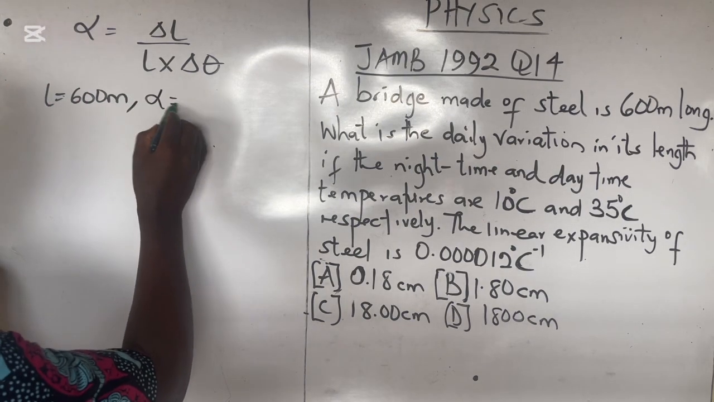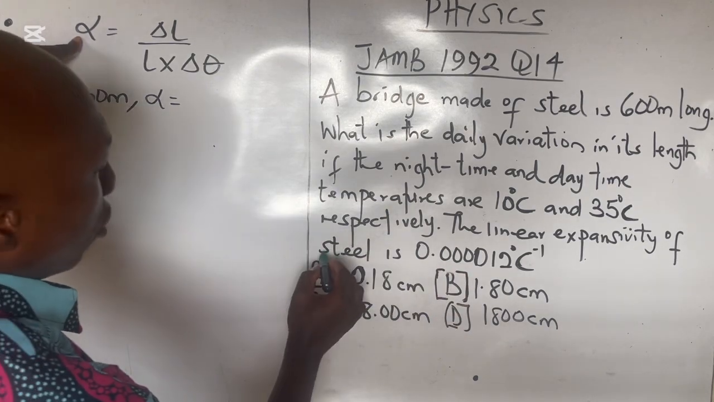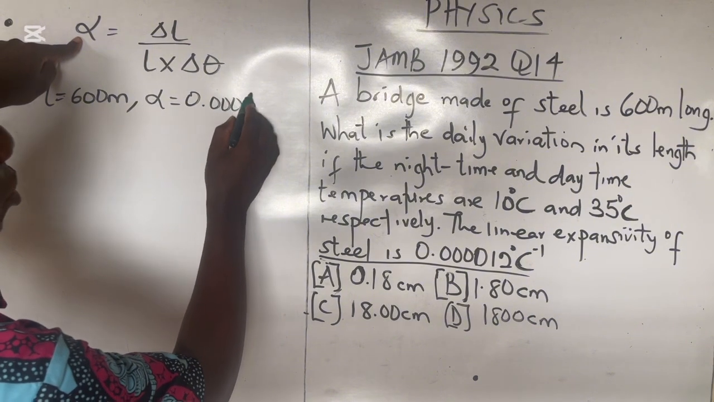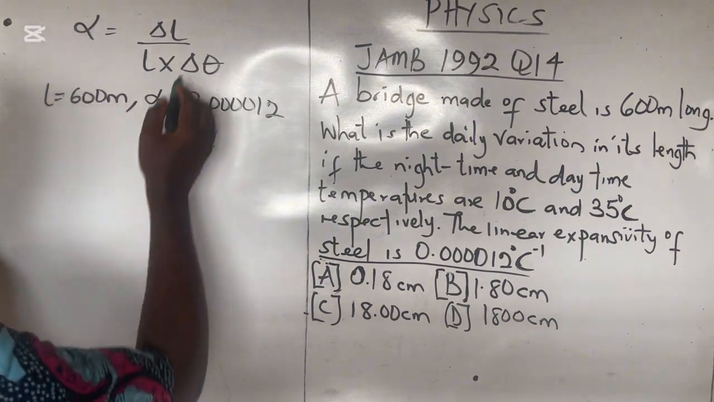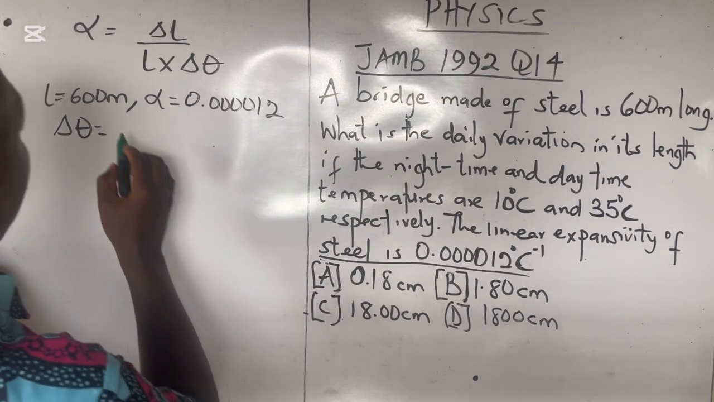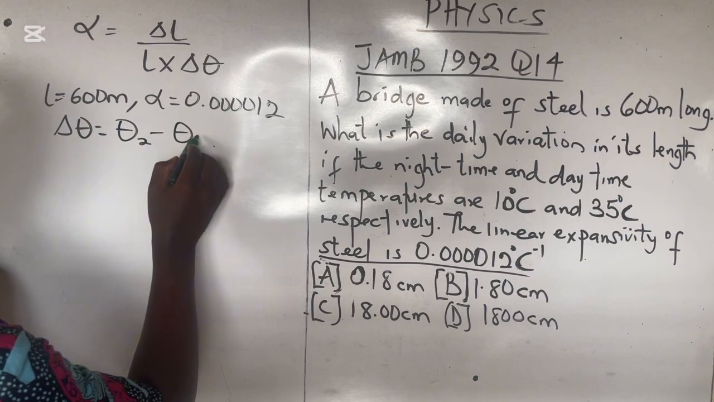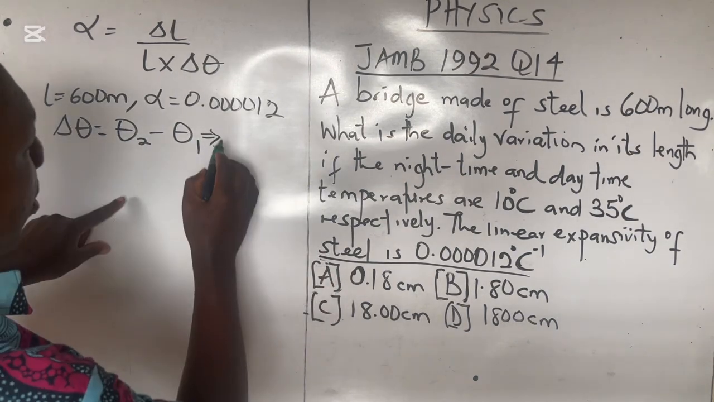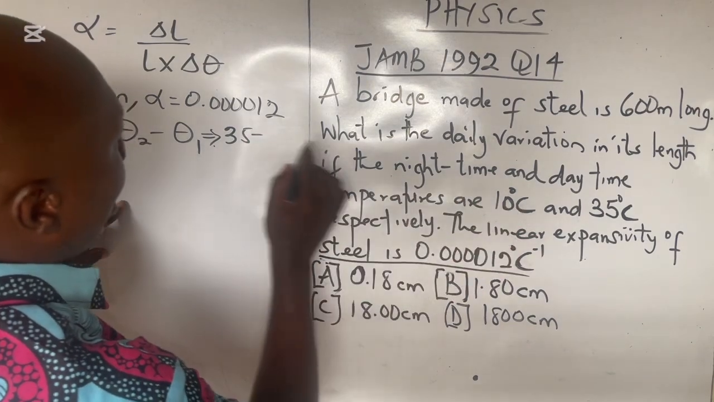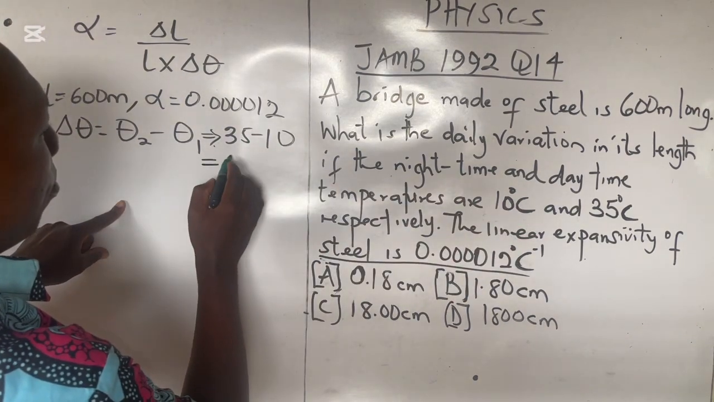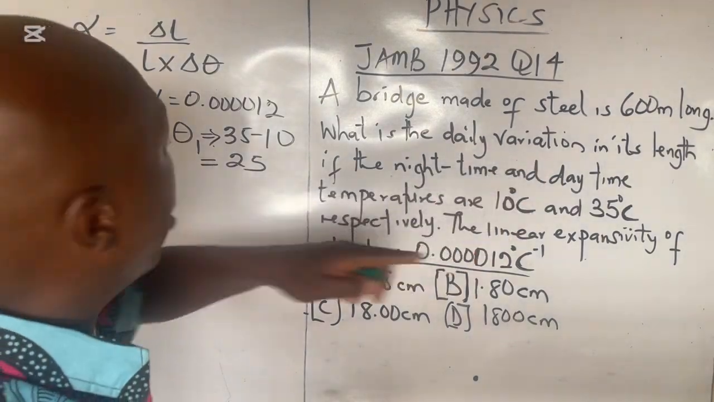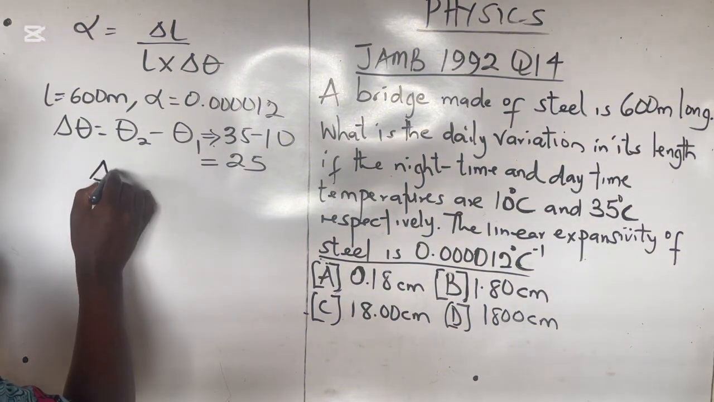The linear expansivity here is given in the question. The linear expansivity is 0.000012, and we are given the change in temperature. The change in temperature means theta 2 minus theta 1. Theta 2 is 35, that's the biggest. Theta 1 is 10, so the change in temperature is 25. So let's get our daily variation in length. That's what the question asks us to find.